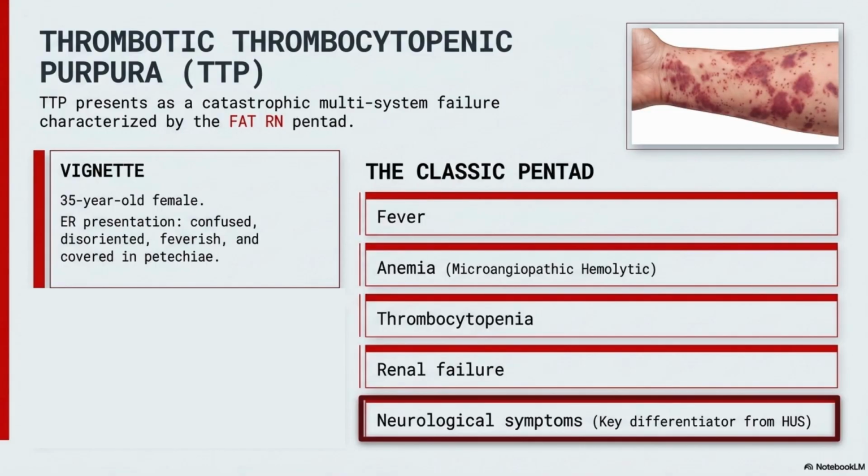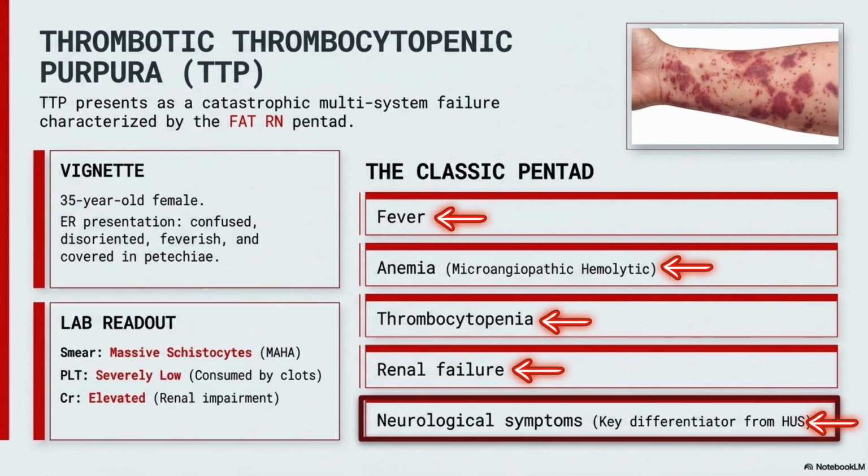The classic pentad to remember is fever, anemia, specifically microangiopathic hemolytic, thrombocytopenia, renal failure, and neurological symptoms, which is your absolute key differentiator from HUS. Her lab readout will show massive schistocytes, severely low platelets because they are consumed by the clots, and elevated creatinine indicating renal impairment.